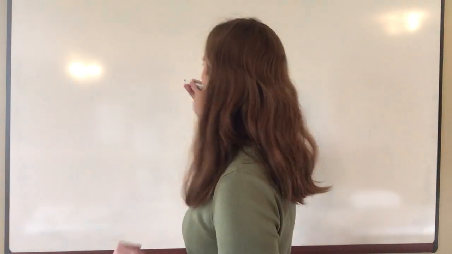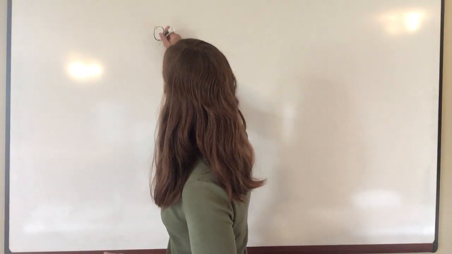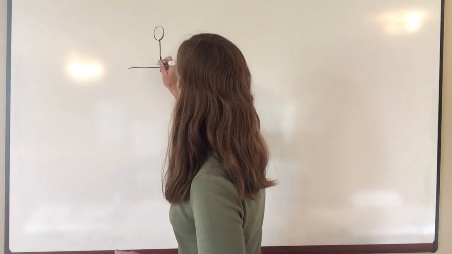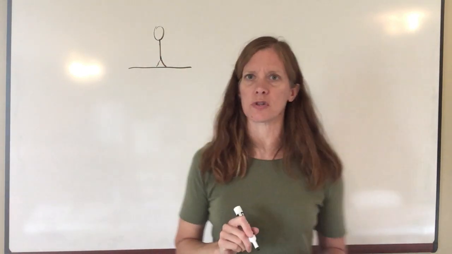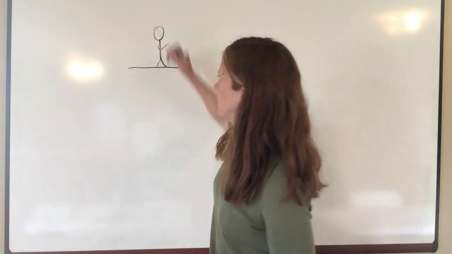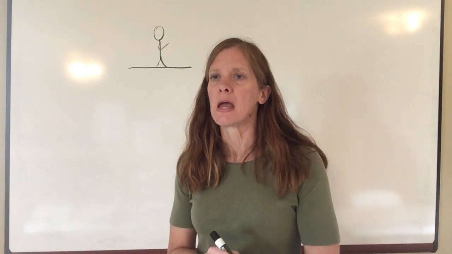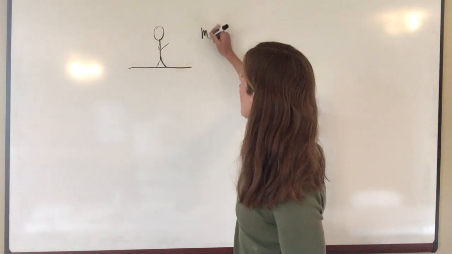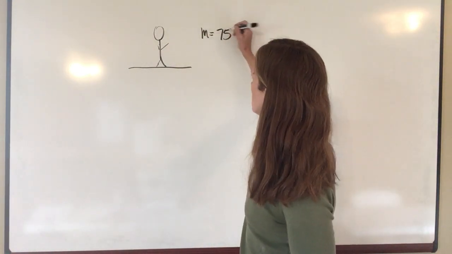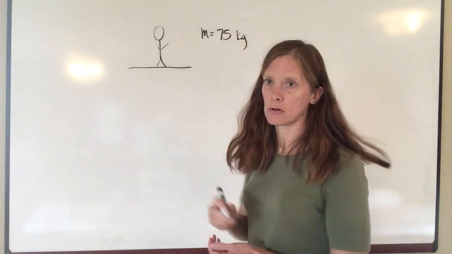In example 5.4, we have a 75 kilogram man standing on a level floor. Okay, so here's my man, and he is standing on a level floor, so it's not supposed to have any sort of angle to it. We can give him some arms so that he looks a little bit more normal there. Okay, we know that his mass is 75 kilograms.